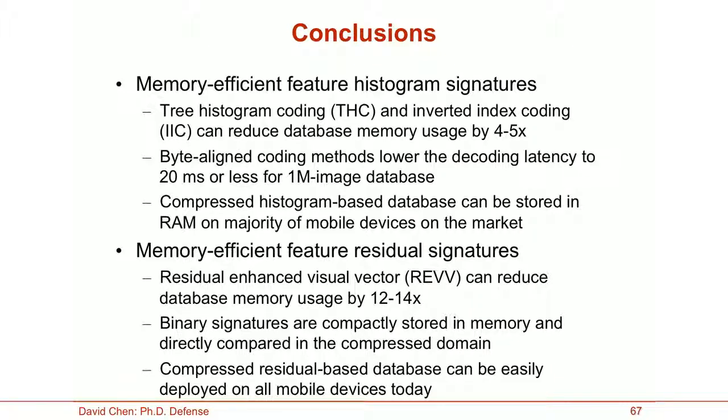Then I went a step further and developed memory-efficient residual signatures. These signatures form a compact signature called a residual-enhanced visual vector, which can reduce the database memory usage by 12 to 14 times. The REVV signature exists in a binary form, so it can be stored compactly in memory and can be compared directly in the compressed domain. And I've shown a REVV database can be easily deployed on all mobile devices today.